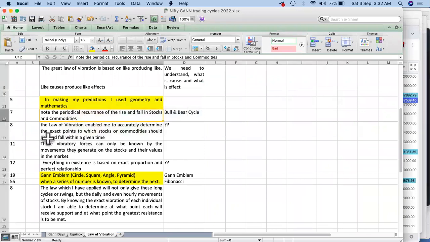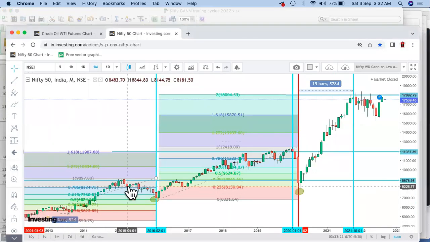Next, he talks about the law of vibration enabled me to accurately determine the exact point to which stocks or commodities should rise and fall within a given time. Now, let's try to interpret it one by one. The law of vibration enabled me to accurately determine the exact point to which stocks or commodities should rise and fall. Right? Now, for example, rise, yes, again we are able to know. Fall, again we are able to know.